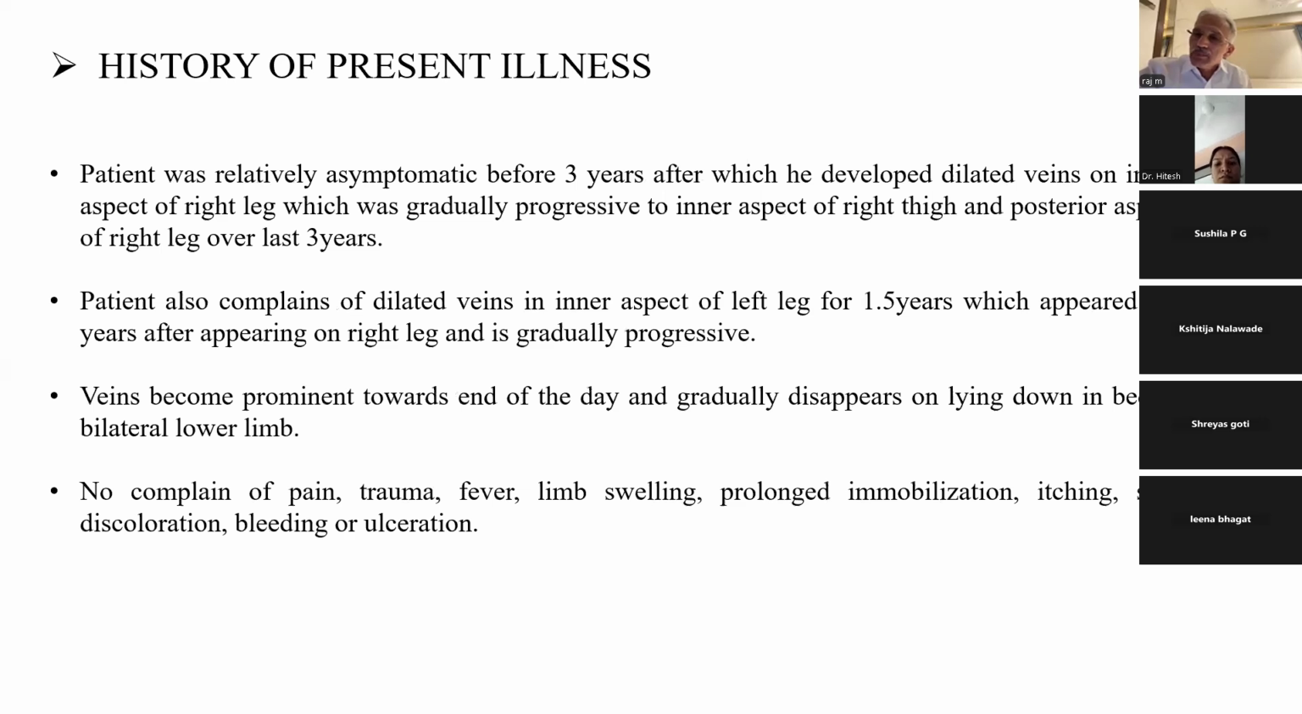History of present illness. Patient was asymptomatic 3 years before, after which he developed dilated veins on inner aspect of right leg, which was gradually progressive to inner aspect of right thigh and posterior aspect of right leg over last 3 years. Patient also complains of dilated veins in inner aspect of left leg for 1.5 years, which appeared 1.5 years after appearing on the right leg and is gradually progressive.